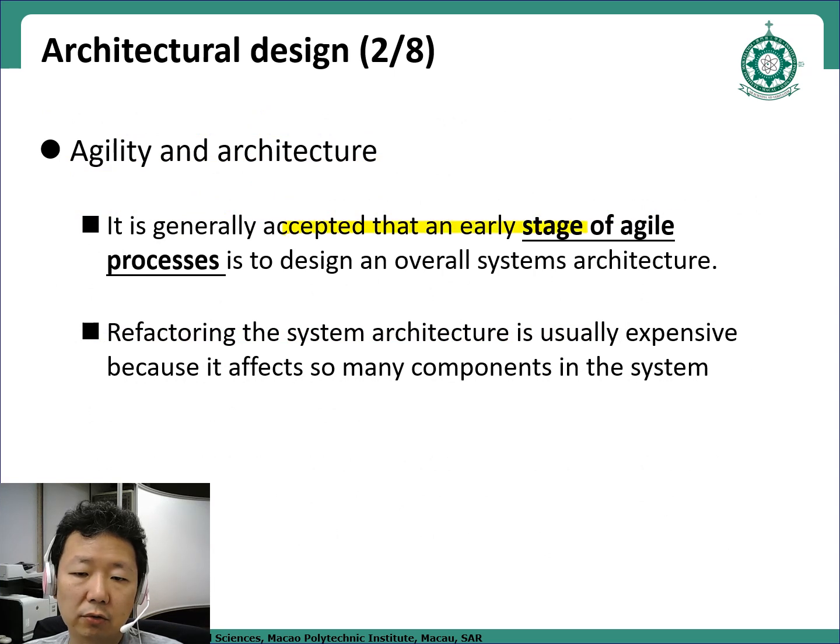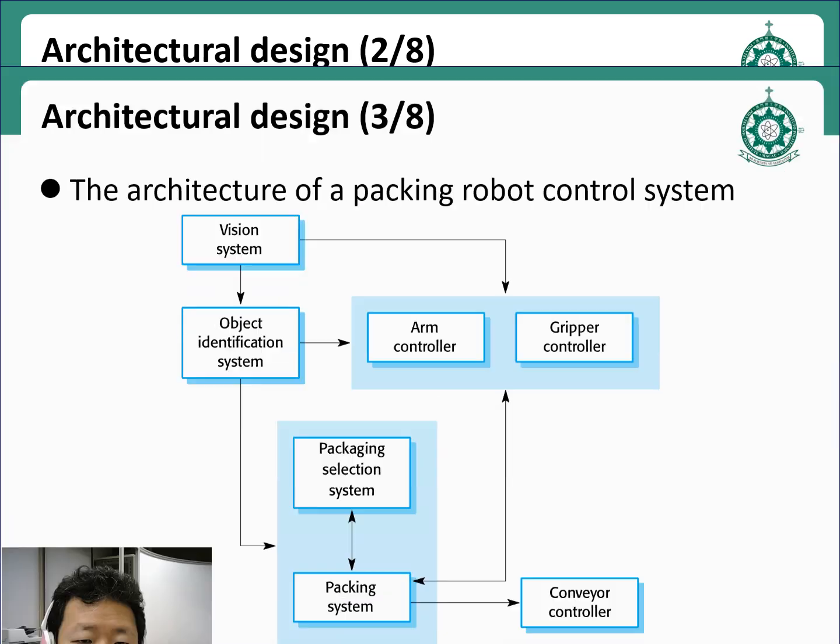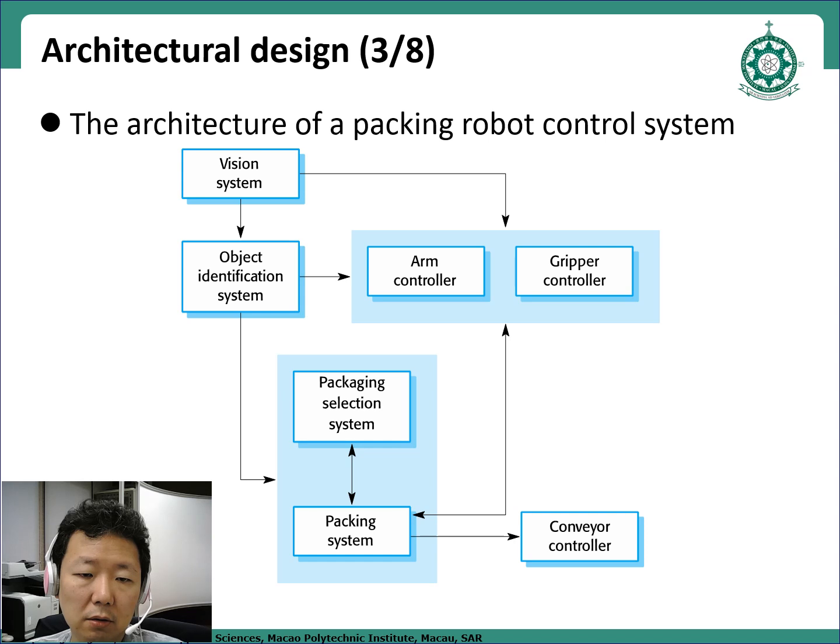It is generally accepted that architecture is designed early in the process, and refactoring the system architecture is quite expensive. So before you do that, you draw pictures before you actually refactor the system. This is a typical architecture diagram. You can see some blocks and arrows. It's like a process flow, or in other words, a system diagram. You may consider architecture design only for software, but it doesn't have to be.